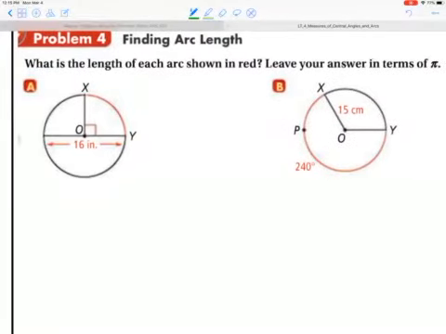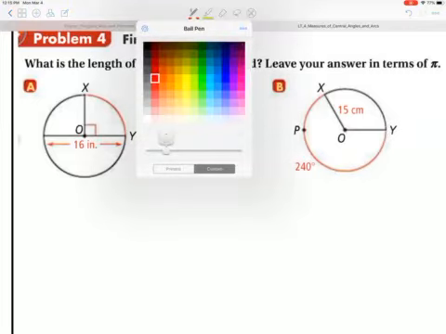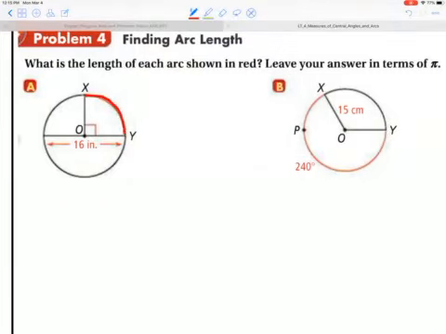Now let's practice arc length. In this one, I'm finding the arc length of the red arc, which is arc XY. My central angle is 90 degrees, and I know that my radius is 8. How do I know that it's 8? Because the diameter is 16. So I could use that the diameter is 16, or I could use that the radius is 8, and this is inches. But what is the length of the arc?